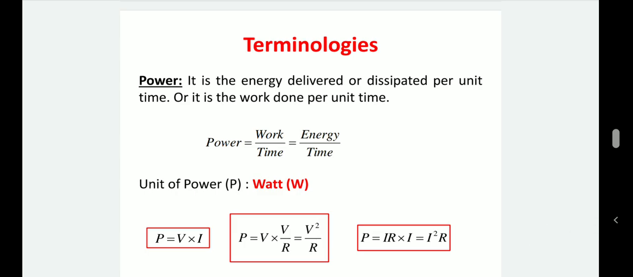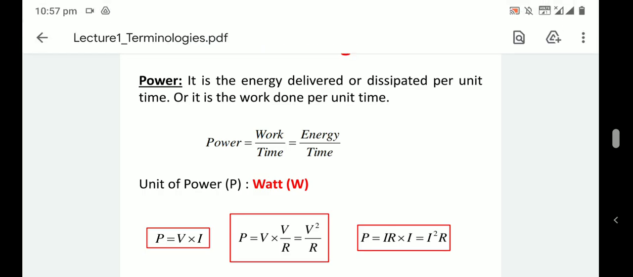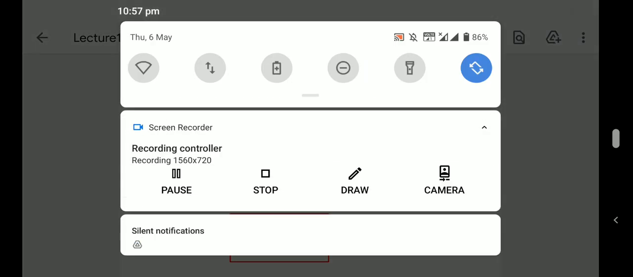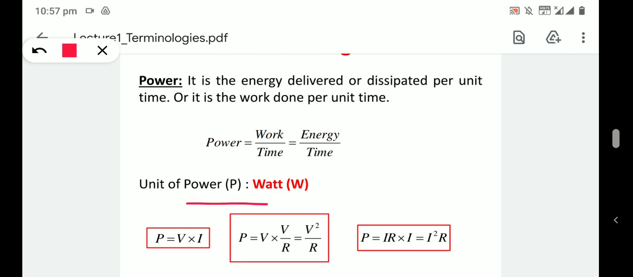Then next term is power. What is meant by power? We all know it is the energy delivered or dissipated per unit time, or it is the work done per unit time. That is, power is equal to work divided by time or energy by time, both are the same. So power is work by time or energy by time, and its unit is watt. Unit of power is watt, denoted as W.